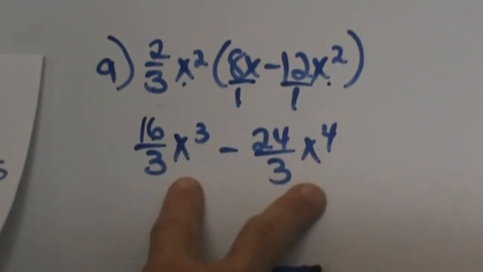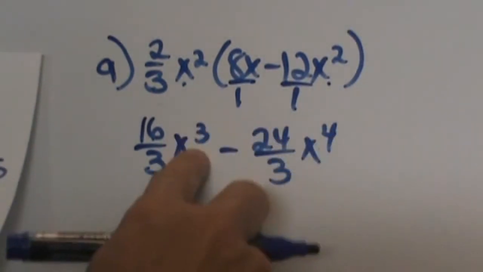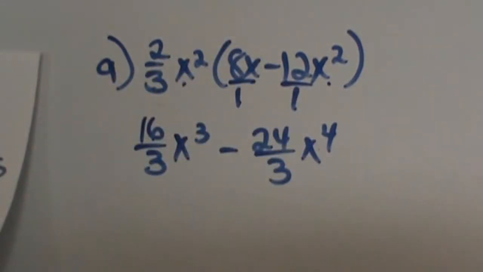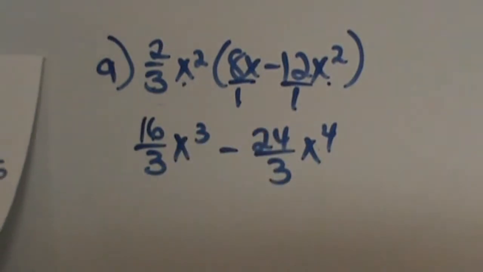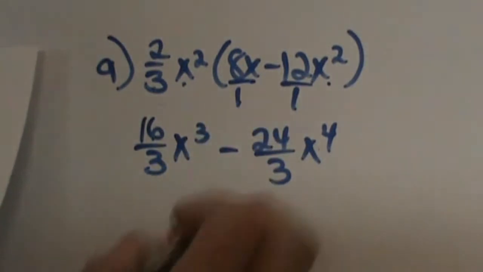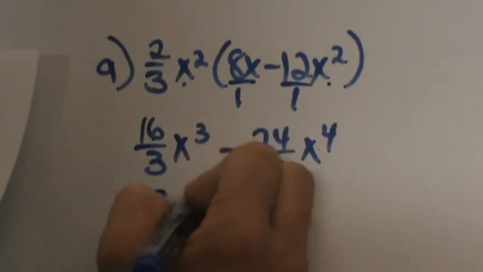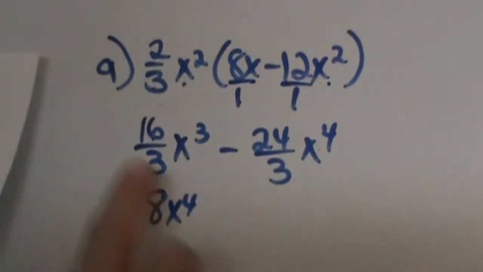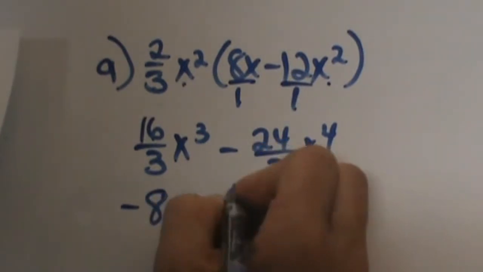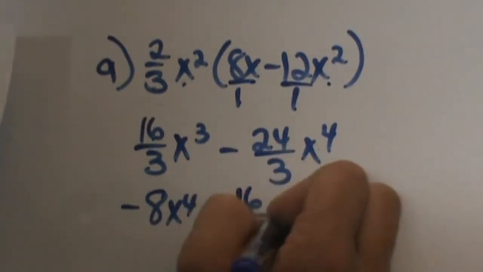Now we need to get it in the correct order. Notice this is a 4th degree, this is a 3rd degree, so I need to switch the orders. The other thing is this one reduces, doesn't it? So let's take it down to simplest form. 24 divided by 3 is just 8, x to the 4th. And then it's still negative, so I got to bring the negative with it. And then I have a positive 16 thirds x cubed.